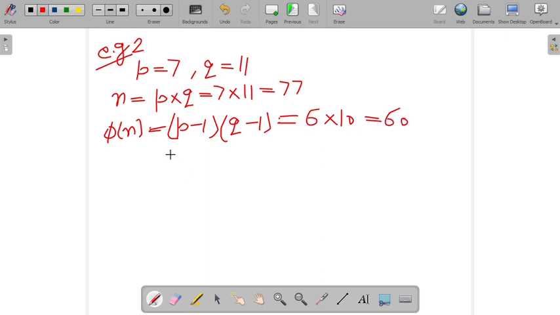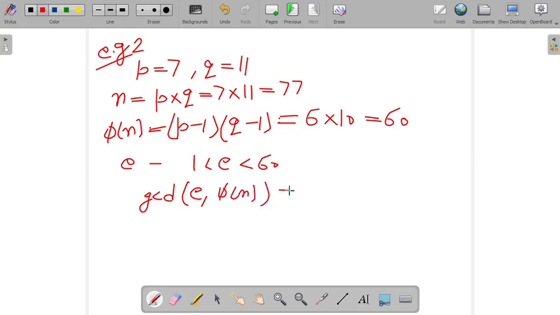So what is the E? The E should lie between this and be co-prime: the greatest common divisor of E and phi n, here 60, should be 1. So what value can you choose for E?